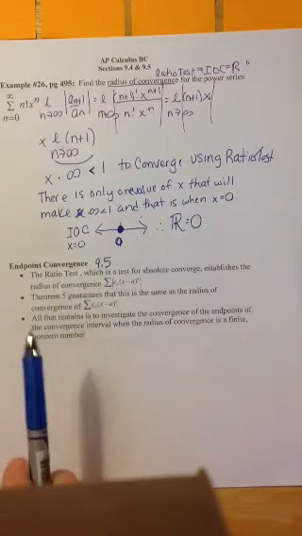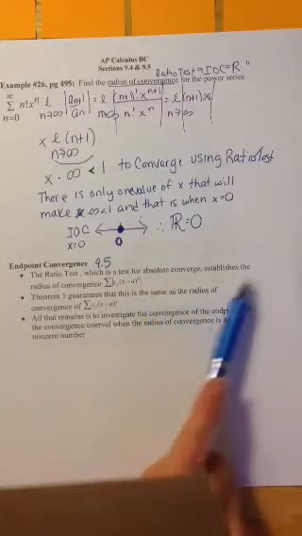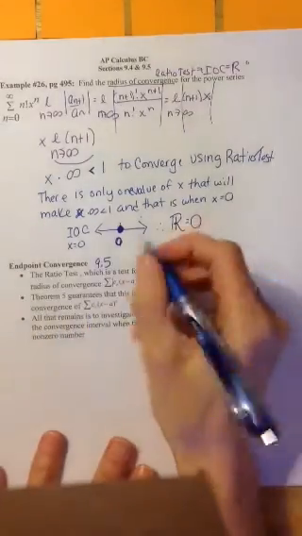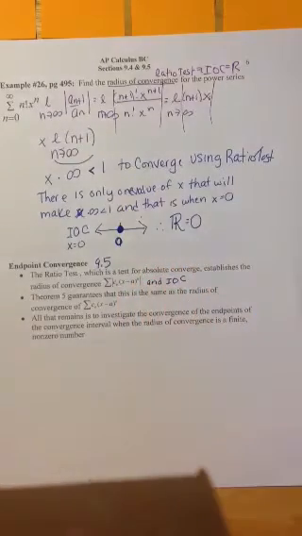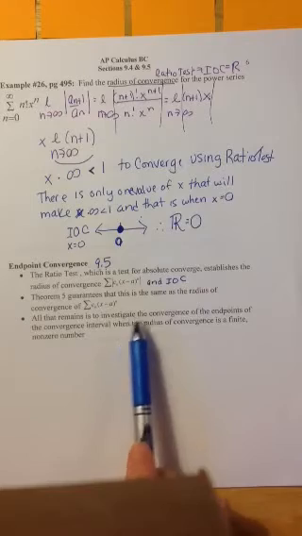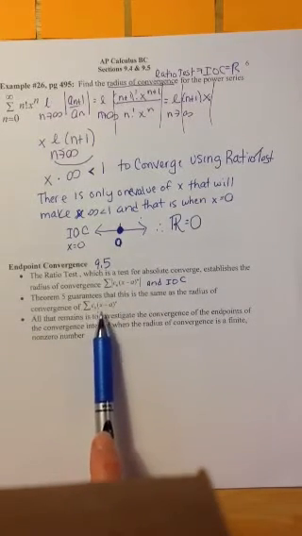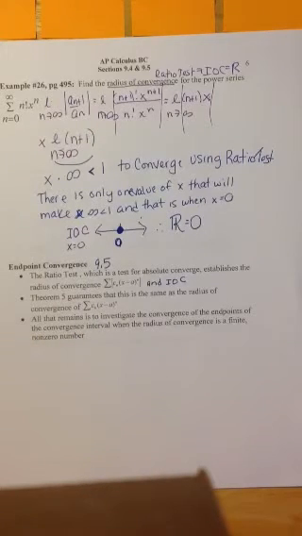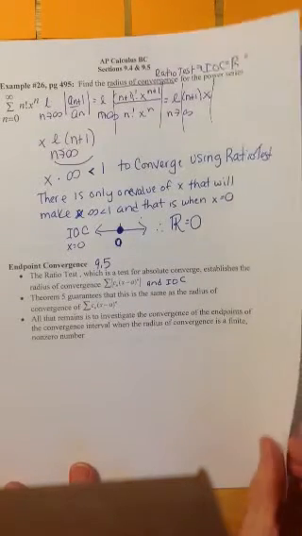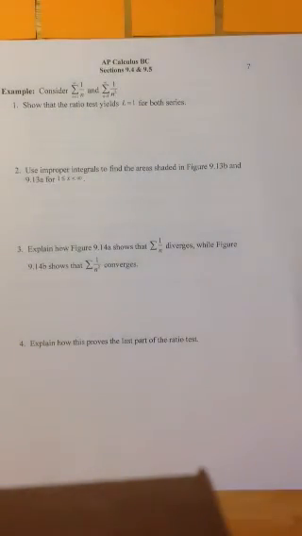So when we do go through this in section 9.5, the ratio test, which is a test for absolute convergence, establishes the radius of convergence and the interval of convergence. Theorem 5 guarantees us this is the same as the radius of convergence for this. So the absolute value and the series without the absolute value is the same. All that remains is to investigate the convergence of the endpoints of the convergence interval when the radius of convergence is finite, a finite non-zero number, just like in that other example I just pulled up.